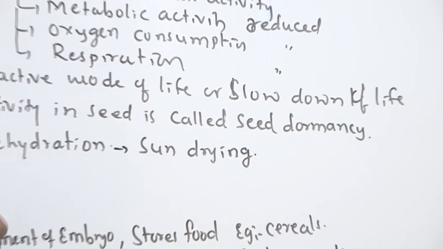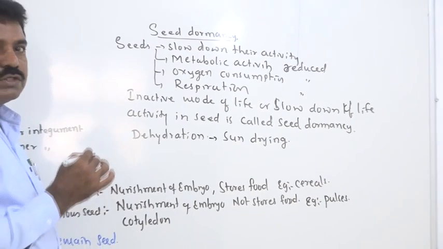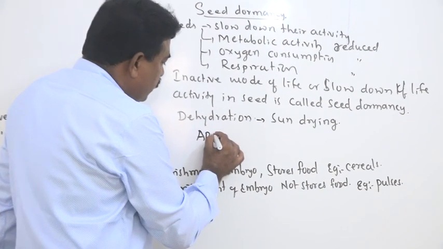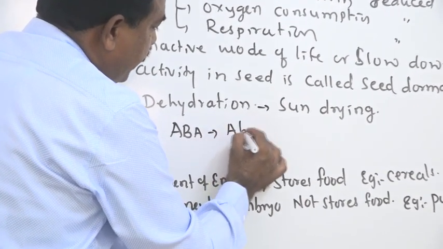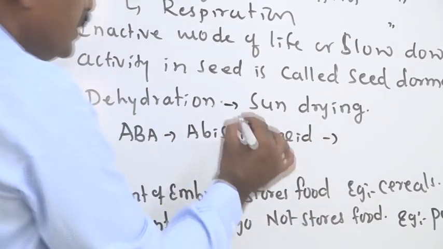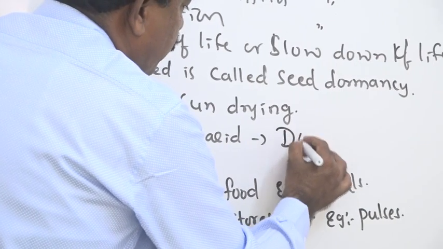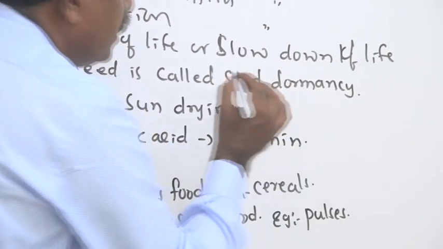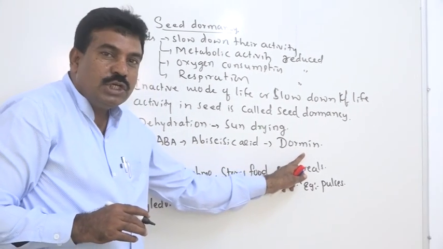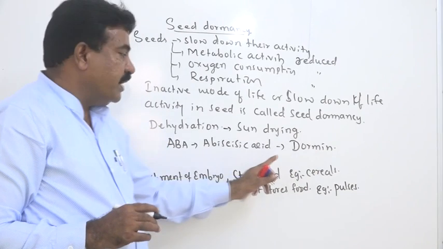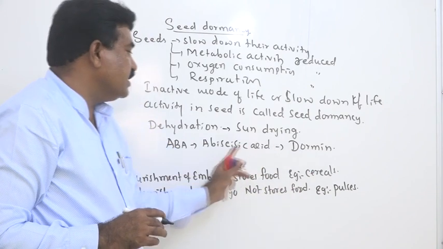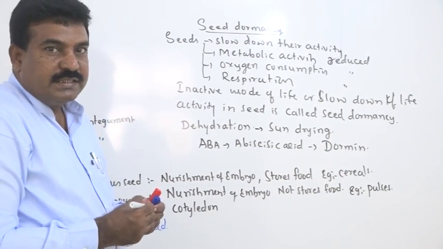This inactiveness of the seed, or slowdown of metabolic activity in the seed, is by the influence of ABA, that is abscisic acid. Earlier, this hormone was known as dormin because it helps to induce dormancy, hence scientists called it dormin. Now we have analyzed its chemical nature. It is chemically abscisic acid. Therefore, the name dormin is replaced by abscisic acid.